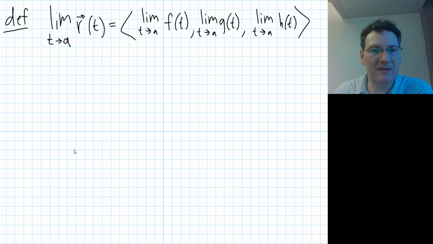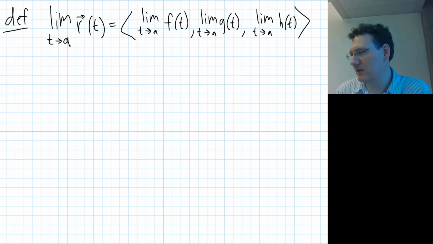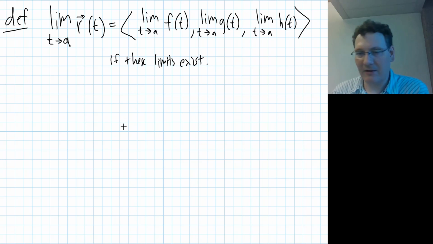All right, so we'll define the limit of a vector function as t approaches some value a. What we do is we just take the limit of the three components. So that's how a limit is defined. Perhaps this is exactly what you would expect it to be. And this is only going to be true if these limits exist. If they don't exist, then the limit of the vector function doesn't exist.